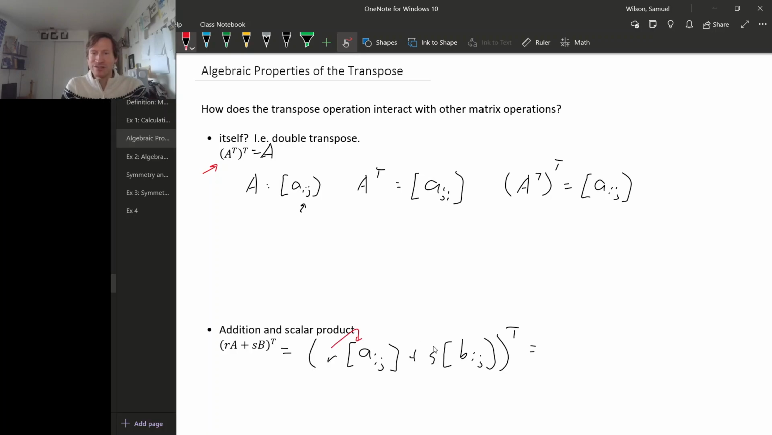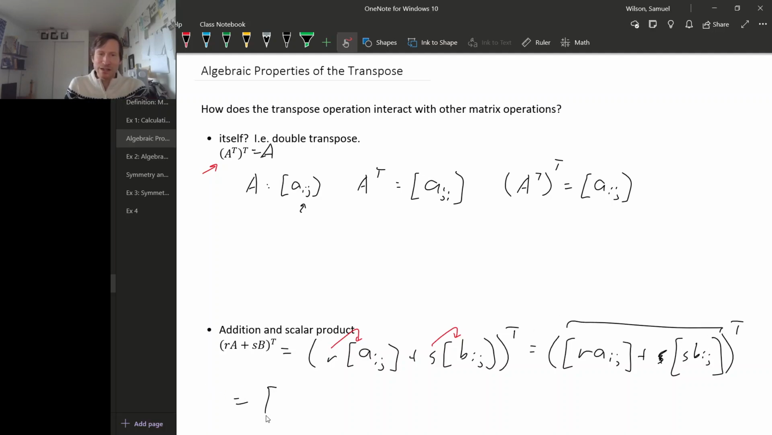So let's do our scalar multiplication by moving the scalars inside. That is what scalar multiplication looks like in terms of entries of a matrix. So that gives us R Aij plus S Bij. Okay, now we're going to take the transpose, but again, we have to write the stuff inside the parentheses as a single matrix. So we need to do this matrix addition. So that gives us R Aij plus S Bij, transpose. Now we can do the transpose.